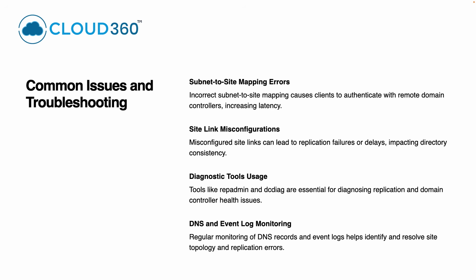Tools like repadmin and dcdiag are invaluable for diagnosing the replication and the domain controller's health. Administrators should regularly check the event logs for errors related to site topology and the replication. Ensuring that the DNS records are correctly registered and updated is also crucial as the clients rely on DNS to locate the domain controllers. By proactively monitoring and maintaining the sites and subnets configuration, administrators can prevent and resolve the issues effectively. It ensures a stable and responsive ADDS environment.